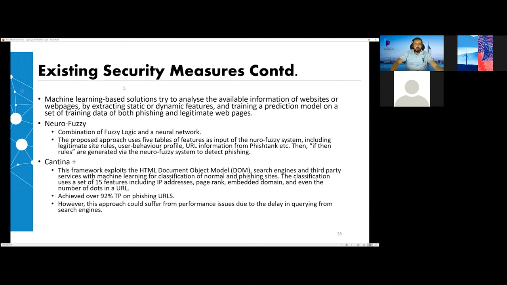Some interesting methods that are available: one uses neurofuzzy, so they use fuzzy logic and neural networks. They propose features again, like the URL, whether it is in the fish tank, etc. And the other one was Candina Plus, which is a search engine with classification for normal and phishing sites. Again, it uses features like IP, page rank, and all of these things. Again, we thought, we have this work already done with images. Let's see how we can apply it in this context of phishing.